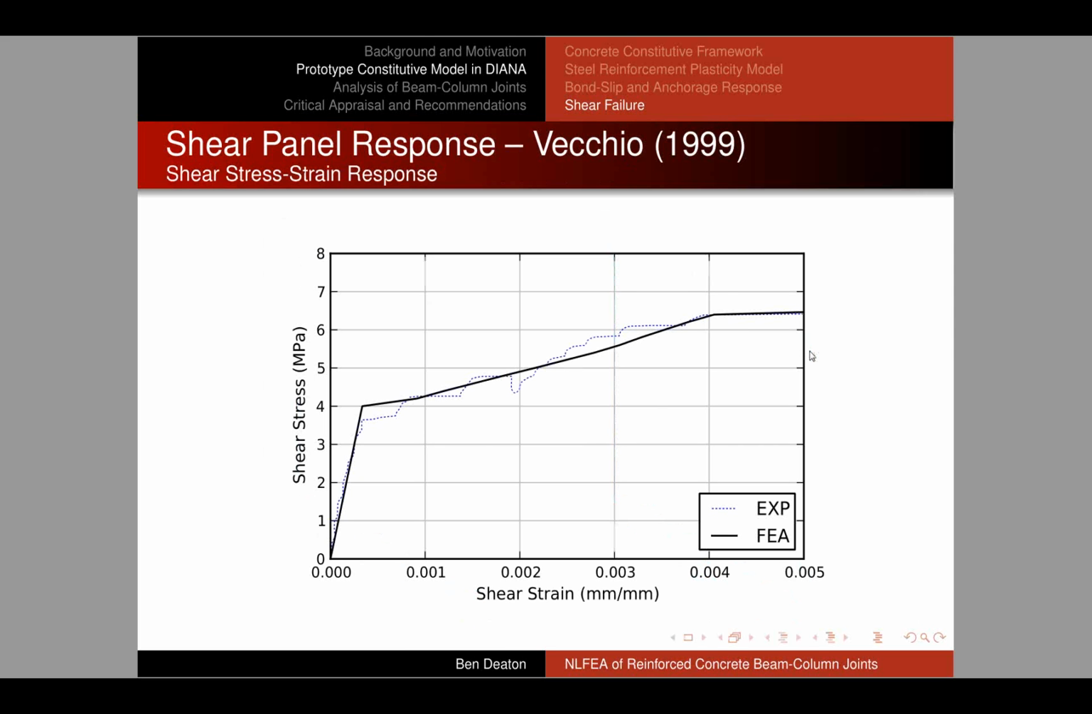So here is the monotonic response. The shear stress is on the vertical axis, and shear strain in the specimen is on the right. And you can see that the numerical response agrees very, very well with the experimental data. And we did further evaluations with cyclic shear panel tests, but I'm only going to present this one for now, just to give an idea of the types of things that we can validate with Diana.